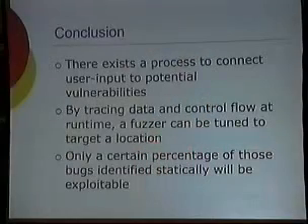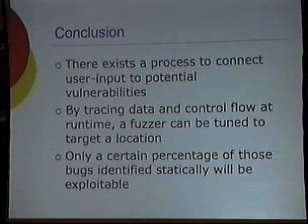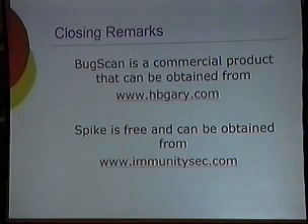So I've ripped through this. Hope I didn't finish too early. The conclusion is that there's a process by which you can connect user supplied input with the target locations in the code. You can trace your data and control flow at runtime to do this, and you can tune your fuzzer to increase your code coverage. Only a certain percentage of the bugs that you attempt this with are actually going to be exploitable, of course. In fact, it's a very small percentage.